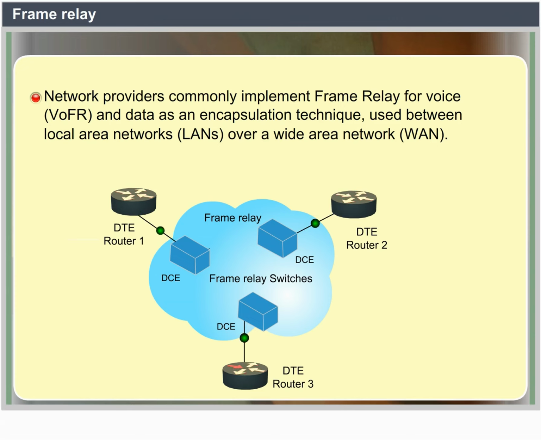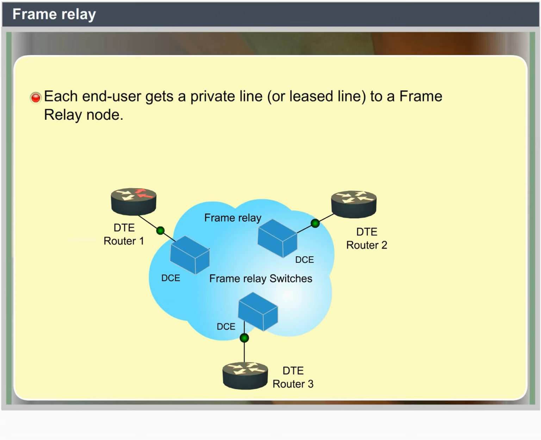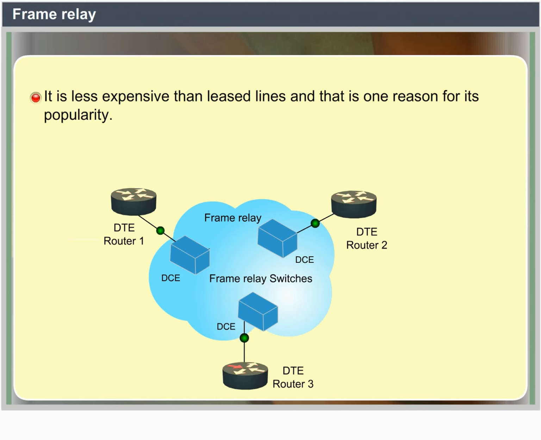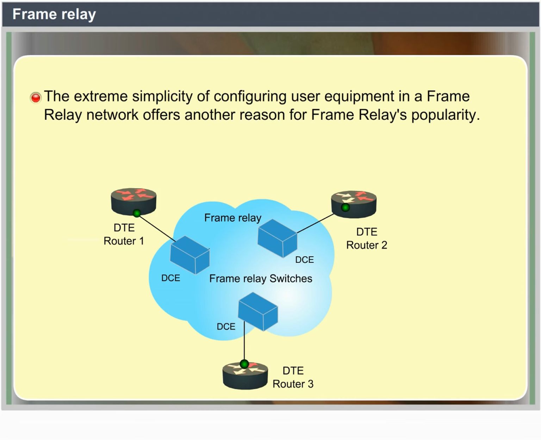Each end user gets a private line or leased line to a frame relay node. The frame relay network handles the transmission over a frequently changing path, transparent to all end users. It is an extensively used WAN protocol. It is less expensive than leased lines, and that is one reason for its popularity. The extreme simplicity of configuring user equipment in a frame relay network offers another reason for frame relay's popularity.